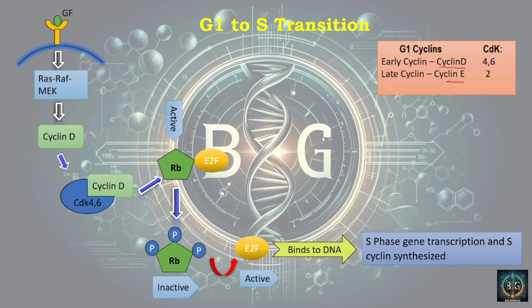Like cyclin D binds to CDK4 or 6, and cyclin E binds to CDK2. When growth factors bind to cell surface receptors, different pathways like the RAS, RAF and MEK kinase pathways are activated. By this pathway, cyclin D regulatory protein is formed. Then cyclin D binds to its respective CDK4 and 6 kinase proteins.